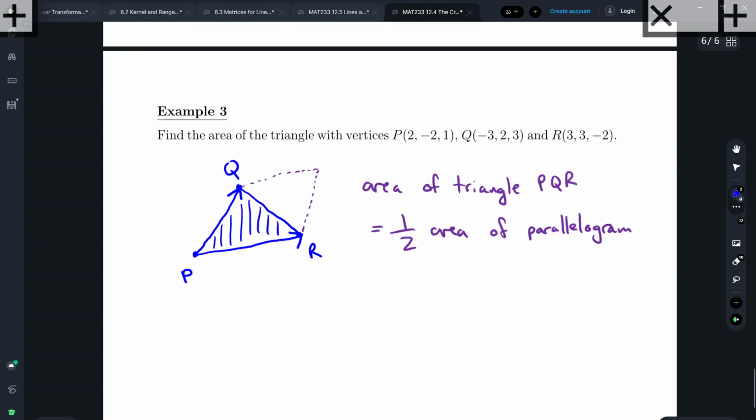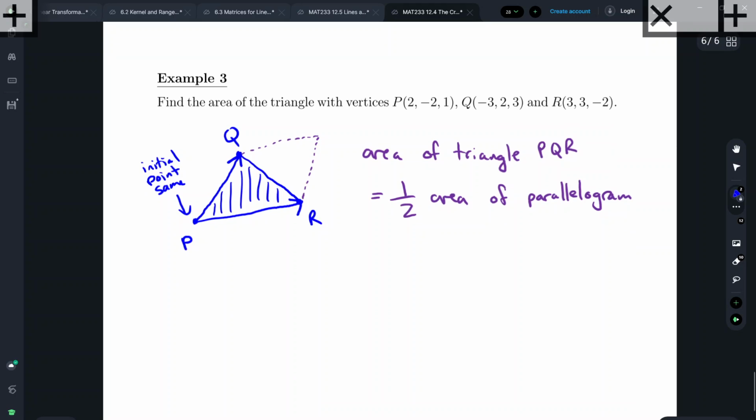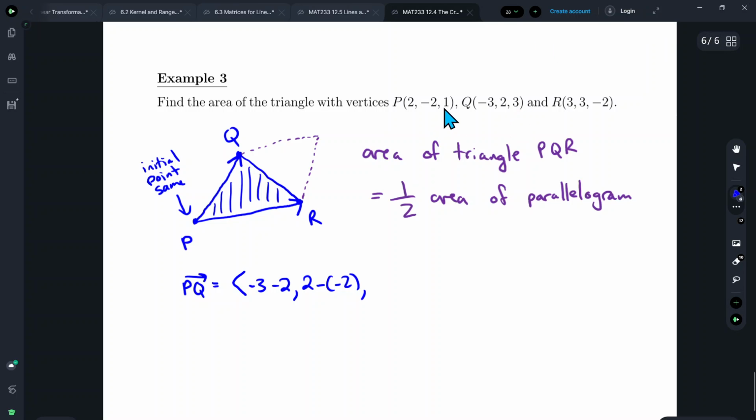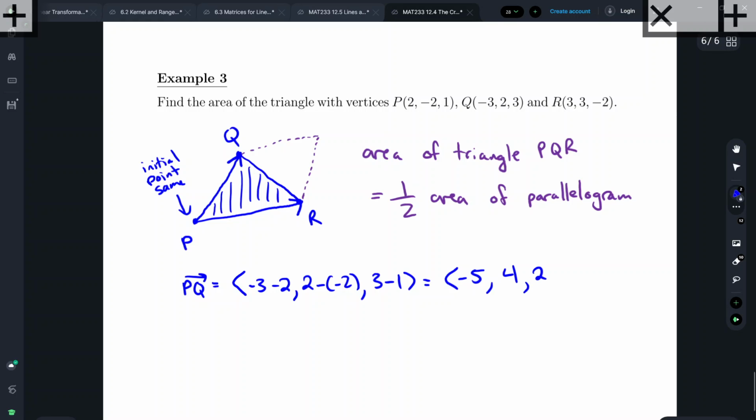Again, I need the initial point the same, which I have when it's set up like this. So now I can write down my vectors. What is the vector PQ? It's just the difference of the coordinates, right? So that's -3 minus 2, comma 2 minus -2, comma 3 minus 1. Calculating this gives -5, comma 4, comma 2.